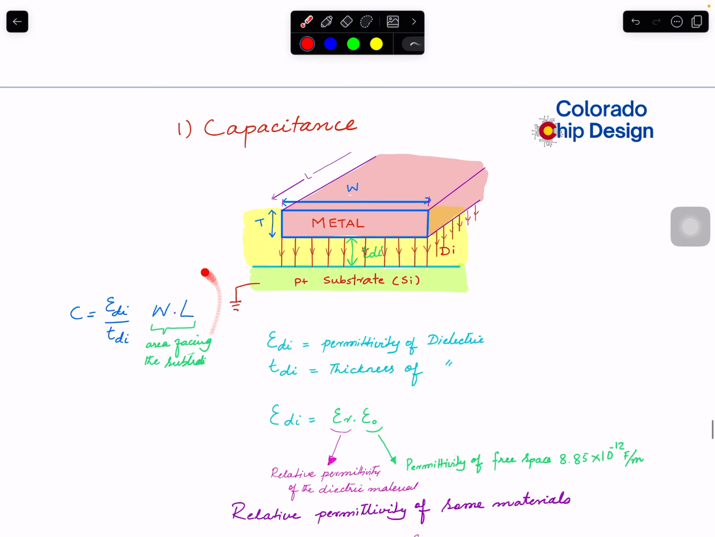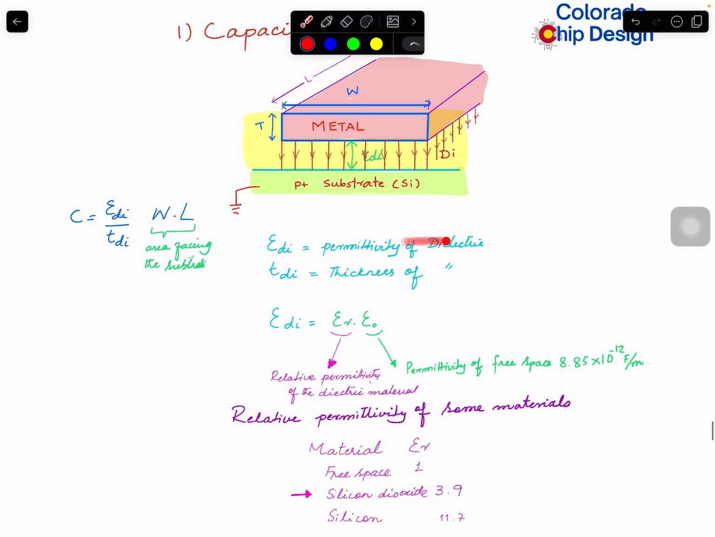So remember something like this. I explained this, and how this epsilon, or permittivity of dielectric, is represented. Let's split this into two things.